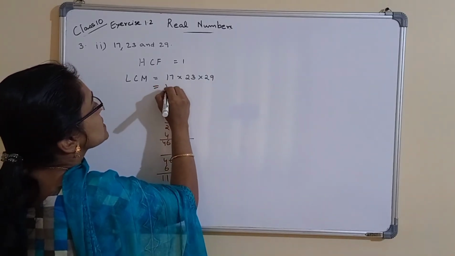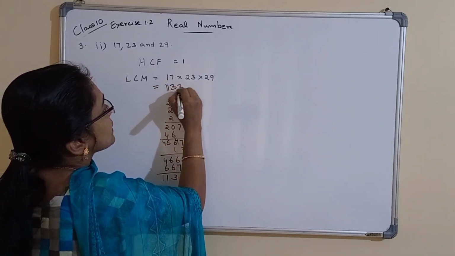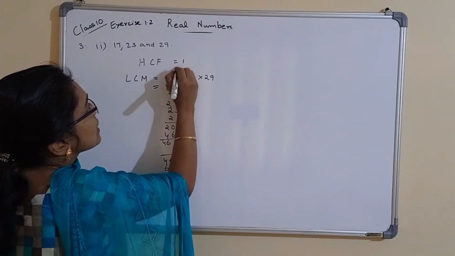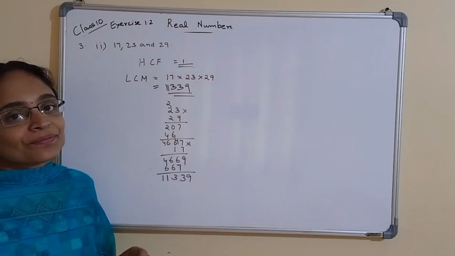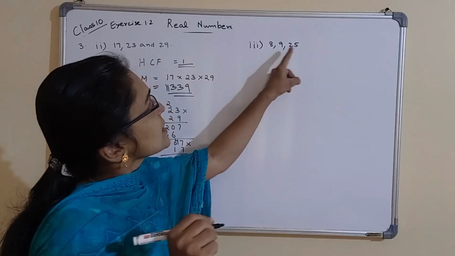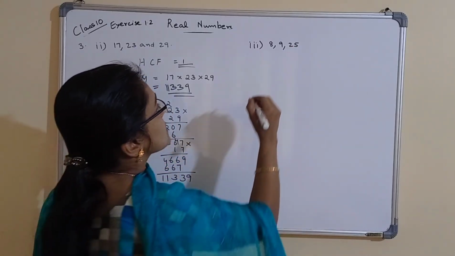So LCM is 11339 and HCF is 1. Okay. Next one, find the LCM and HCF of these numbers.